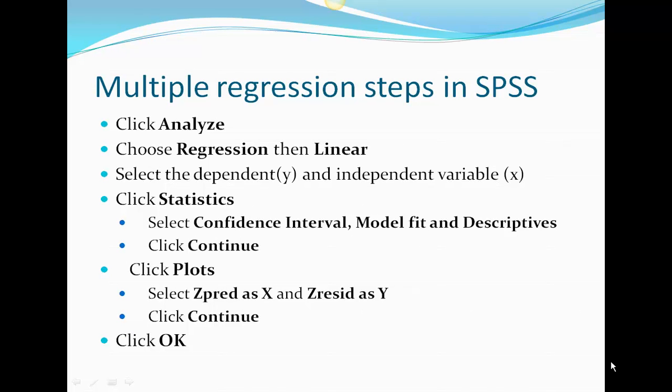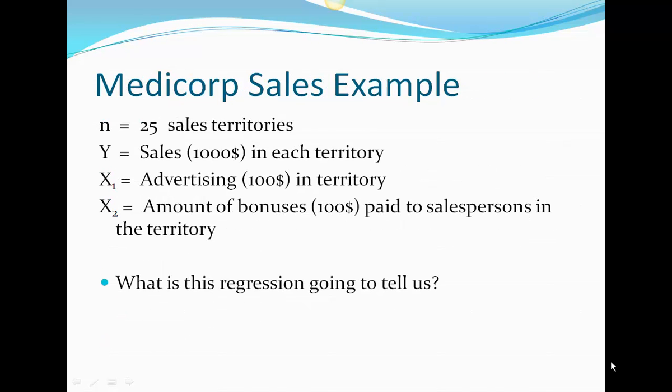So again, exact same steps that we saw in our simple regression, but now I've also included the information for how to get the residual plot in there. So you'll see Z predicted as your X variable, that's your Y hat, and then Z residual as your Y variable, that is your residual that'll be shown on your vertical axis.